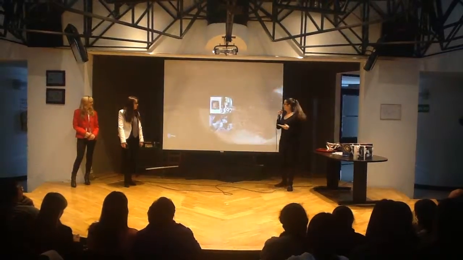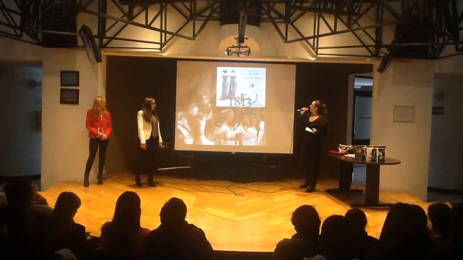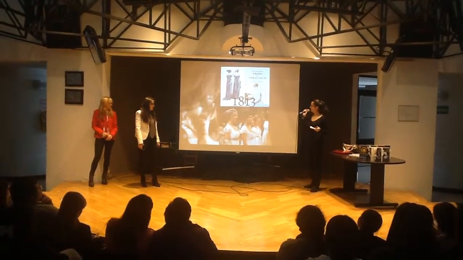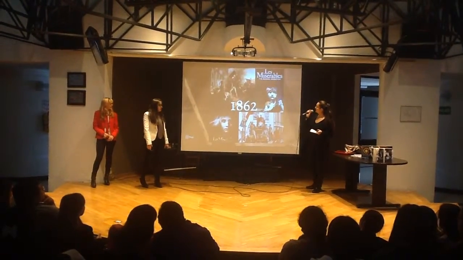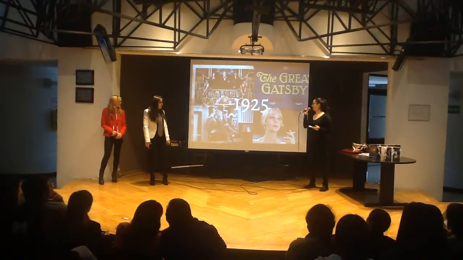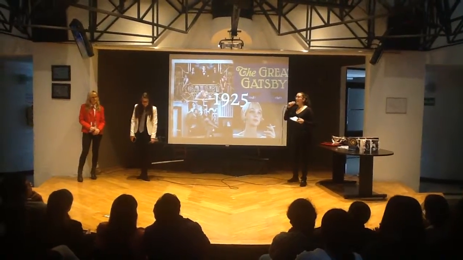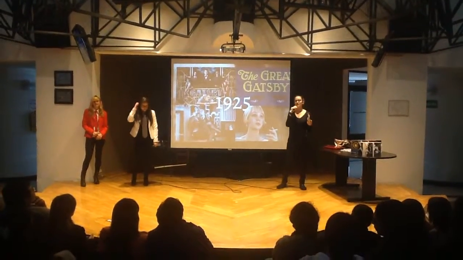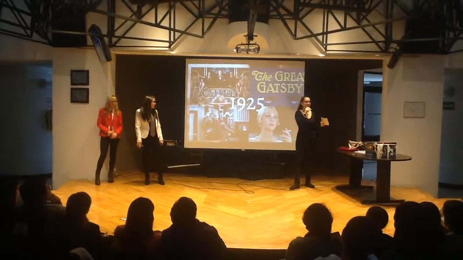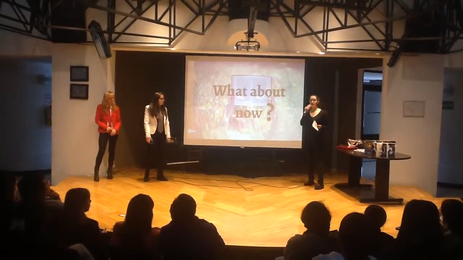Some examples of it are Romeo and Juliet from 1597, Pride and Prejudice from 1813, Les Misérables in 1862, and The Great Gatsby in 1925. These different books show the Roaring Twenties, the French Revolution. These books help us to have a better understanding of the past, and they teach us things so we can have a better future. But the question is, what about now?